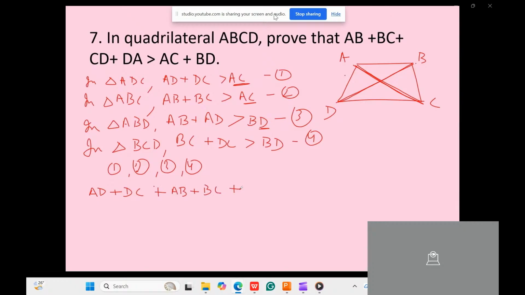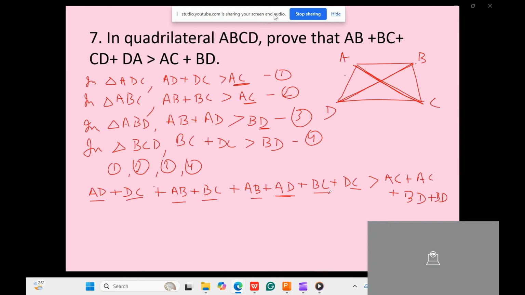Total is greater than, like again, the sum of all the diagonals. Adding the respective sides, the inequality will not change. Now here, whatever we can combine, we'll combine. So you can see that I have got two ADs, right? Then I have two DC also, I've got two AB also, and two BC also.